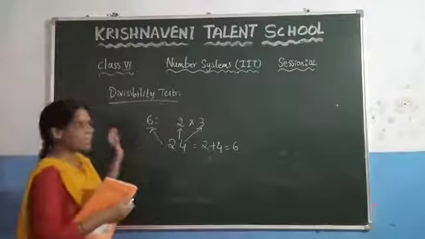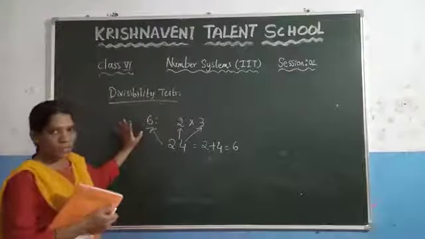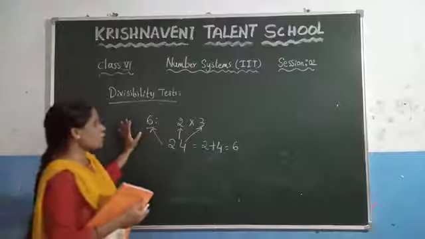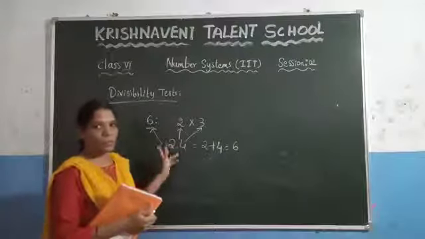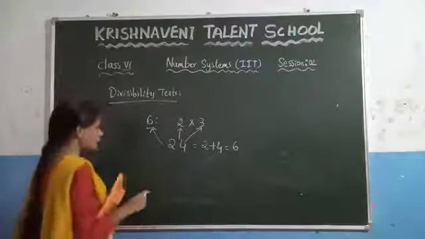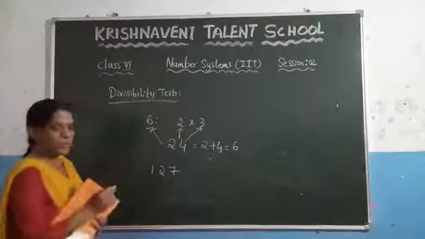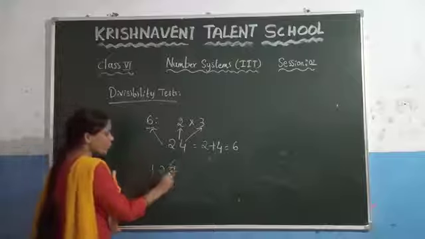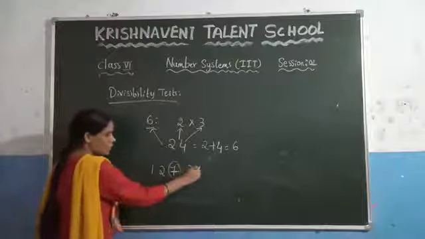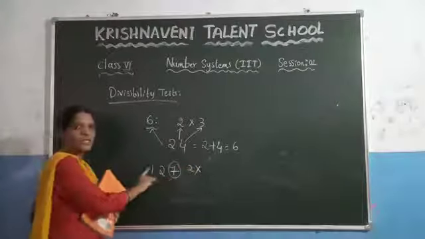So for the divisibility rule for 6, what we need to check? We need to check whether the given number is divisible by both 2 and 3. Now here consider one more example, which is 127. You know that this number is not divisible by 2, because here the unit digit of the number ends with 7.